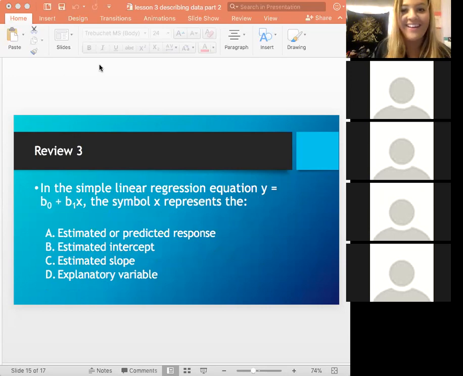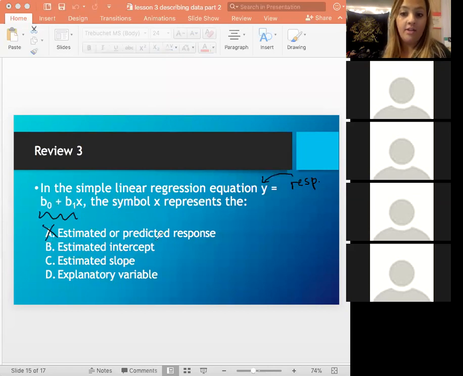Okay, let's see who's right. Remember, like I just said in the last one, y is going to be our response variable because that's what we're predicting. So it can't be A, because we're looking for x. X is going to be the one that's independent. Y is dependent on everything in this equation; it's going to change depending on this part of the equation. So it can't be A.